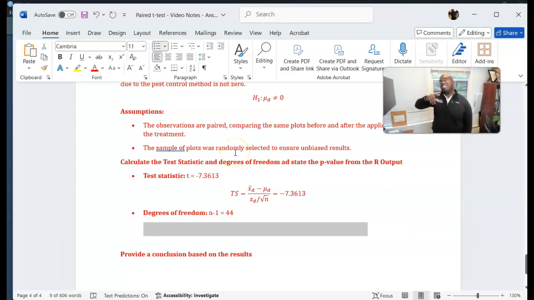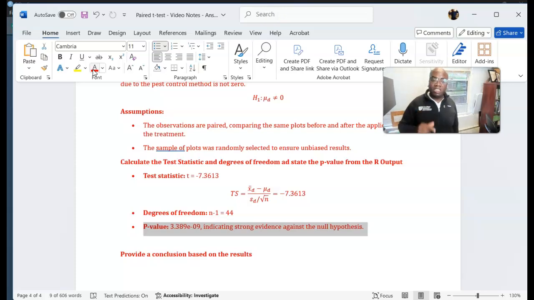I emphasized this in the other video: we have a symmetric distribution that's unimodal. If it's beyond 3.5 or negative 3.5, we know that the p-value is extremely small. So we're not surprised that we have this here. So we have extremely strong evidence to do what? Reject the null hypothesis.